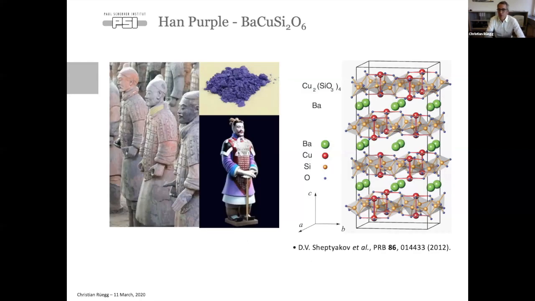This material is somehow a classic. It's actually a pigment from China. It's called Han Purple. It was used at that time to color, for example, the terracotta warriors. You see the beautiful examples here. Nowadays, of course, they have lost all the color.